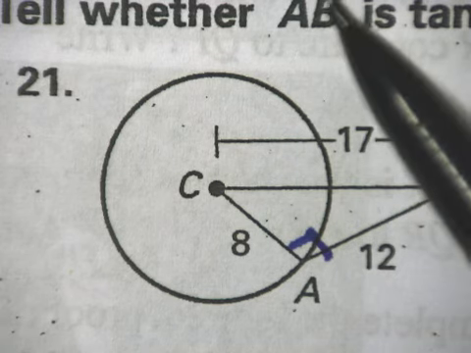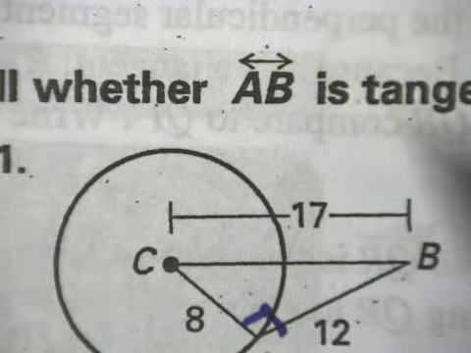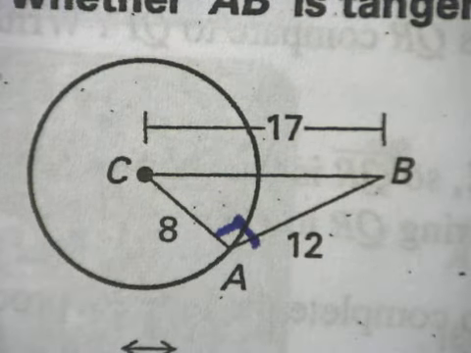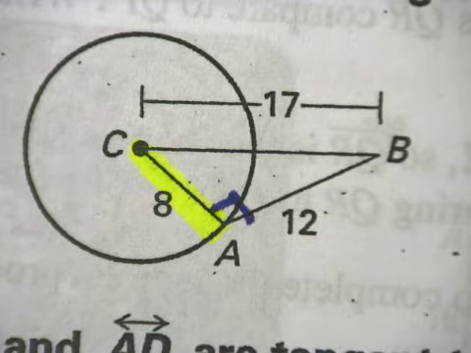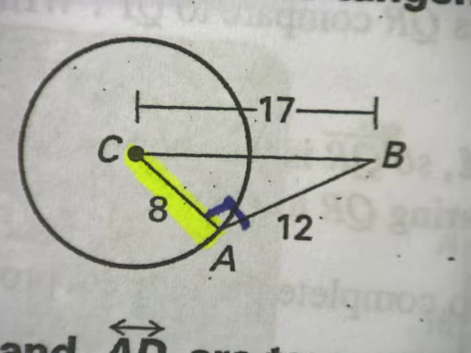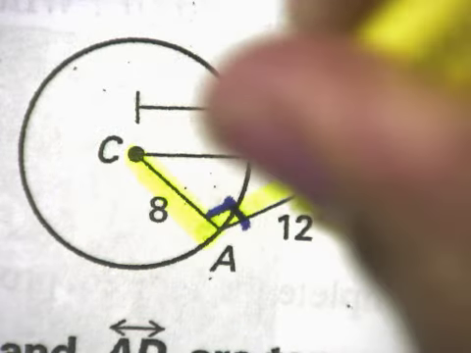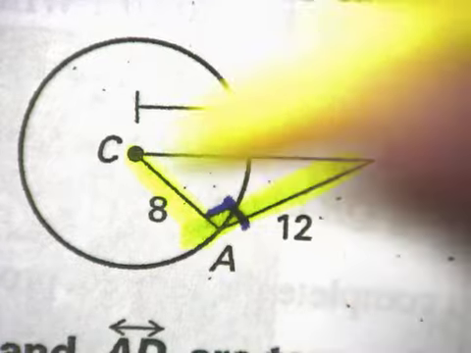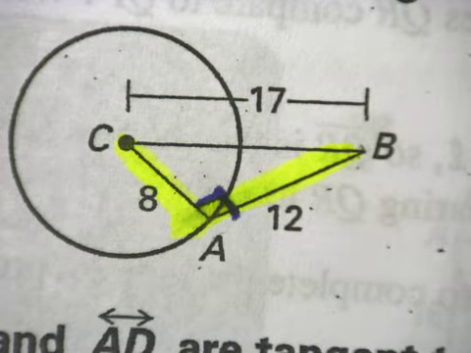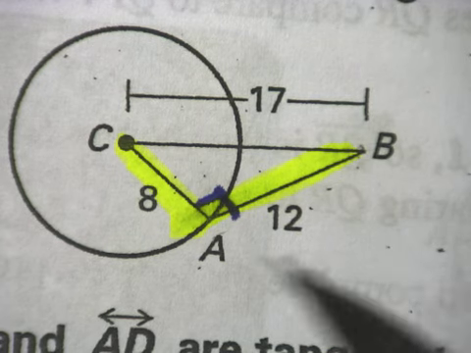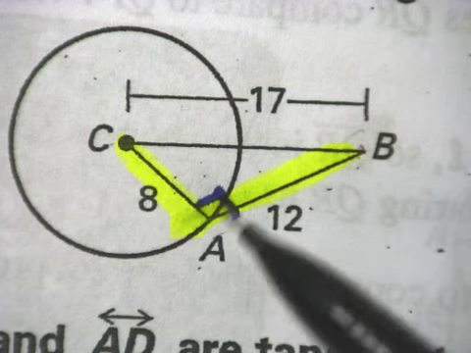For questions 21 and 22, it is asking us whether line AB is a tangent to circle C. They want to know, is this line here, line AB, tangent? Excuse me, I highlighted the wrong thing. That's AC. I'm sorry, guys. Here is AB. They want to know if AB is tangent to circle C.